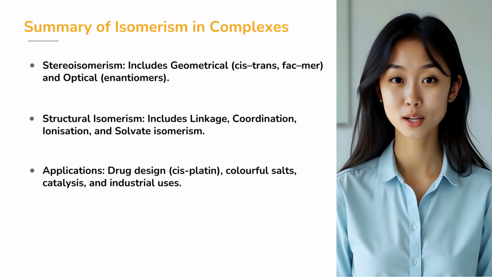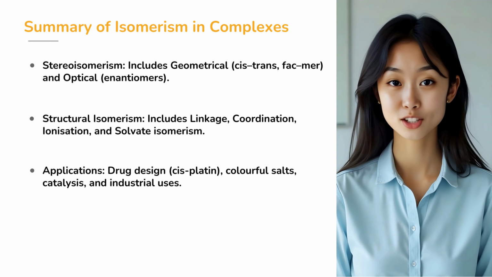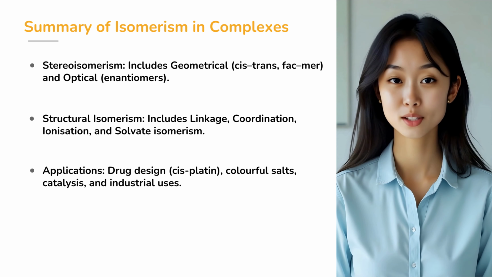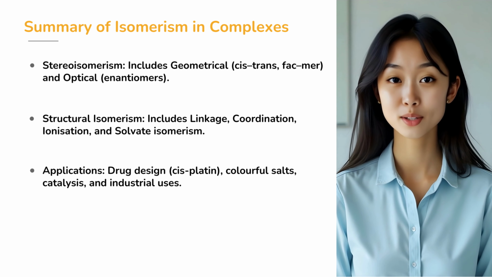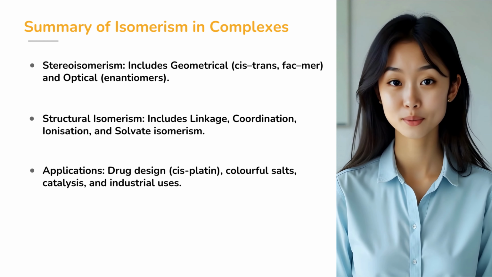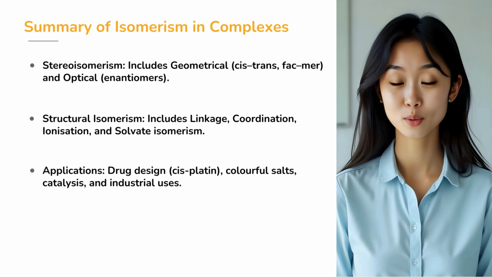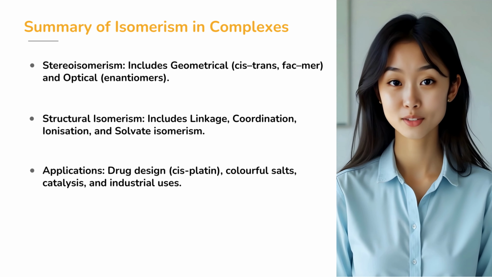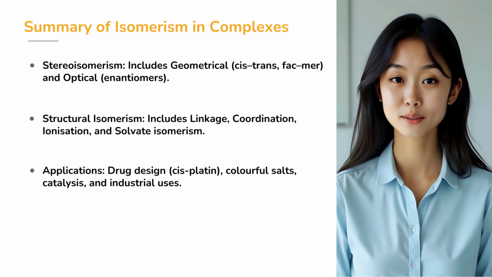Alright, bachcho, quick recap. We learned about isomerism in coordination compounds. First, stereoisomerism, geometrical, cis-trans, fac-mer, and optical, enantiomers. Then, structural isomerism, linkage, coordination, ionization, and solvate types. Think of it as a chemistry buffet, same ingredients, different styles.